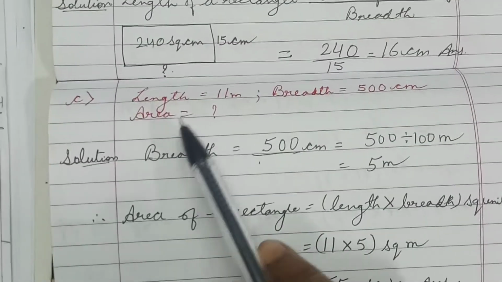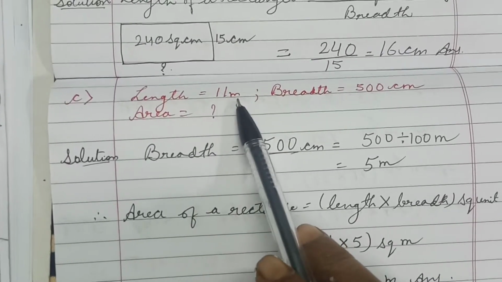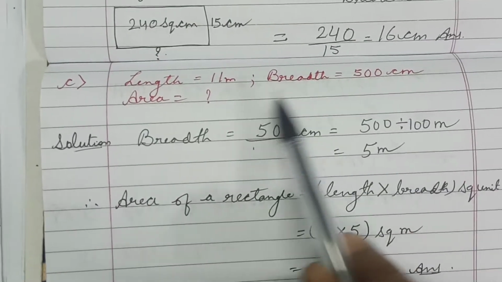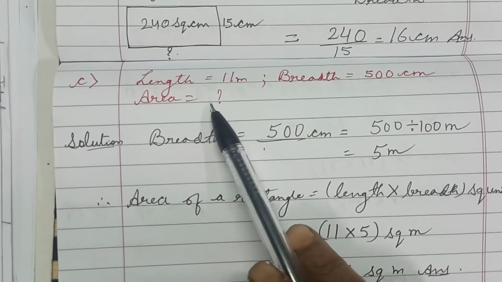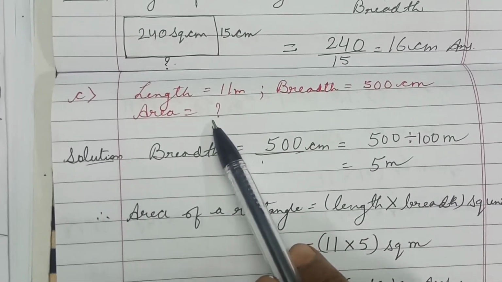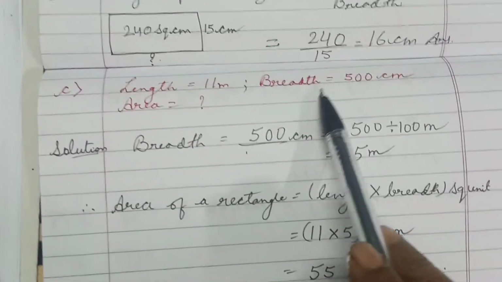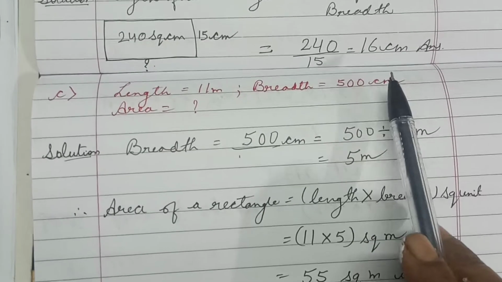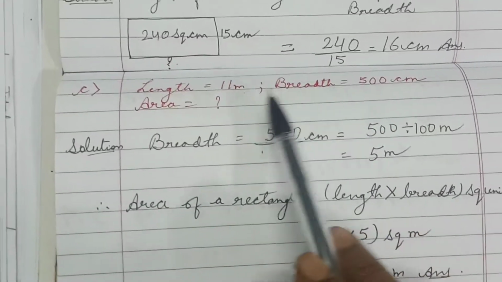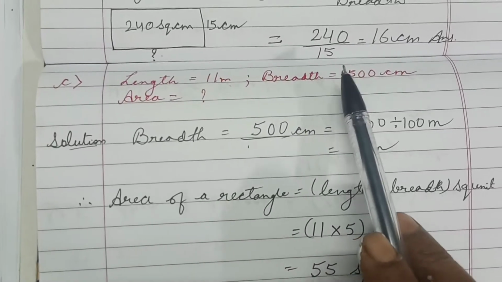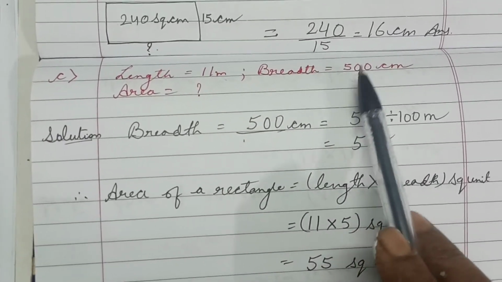Now moving to question number C. Here length is given 11 meter and breadth is given 500 centimeter and we have to find area of the rectangle. Children, you may look at here. The length is given in meter but breadth is given in centimeter. So these two should always be the same unit. So we need to change the breadth into meter.